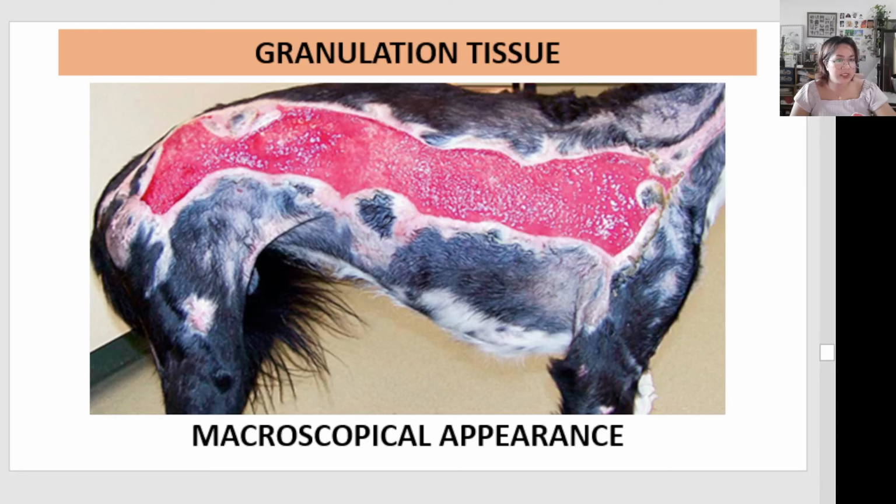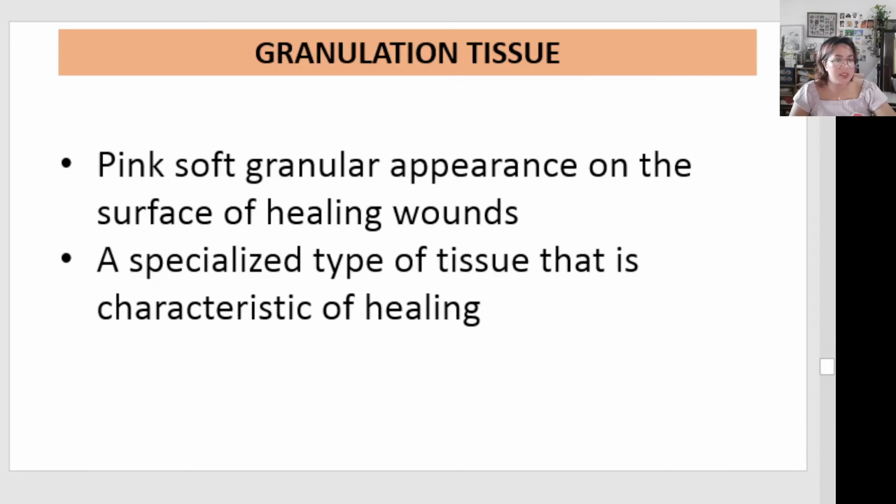Repair begins early in inflammation, sometimes as early as 24 hours after injury. Fibroblasts and vascular endothelial cells begin to proliferate. So, by 3 to 5 days, a specialized type of tissue that is characteristic of healing called granulation tissue appears.